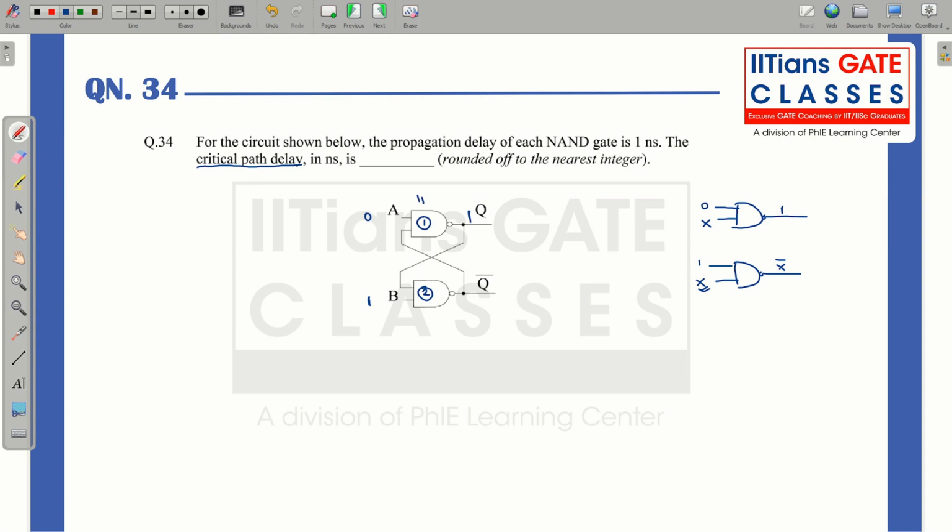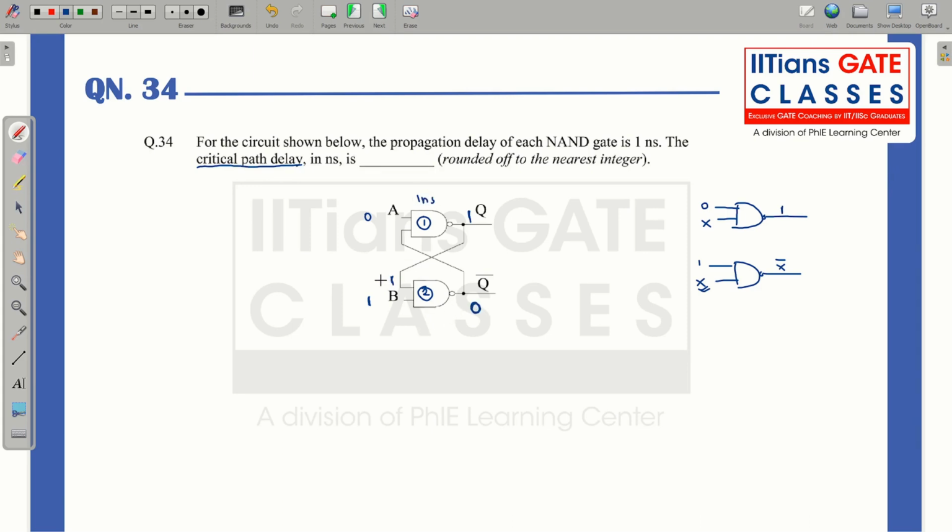So immediately after 1 nanosecond, output over here will be 1. And this will be transmitted to the second NAND gate, as one of its inputs was 1. So for determining the output, I need to know the other input. This one was generated after 1 nanosecond, so the output over here will become 0 after 1 more nanosecond.